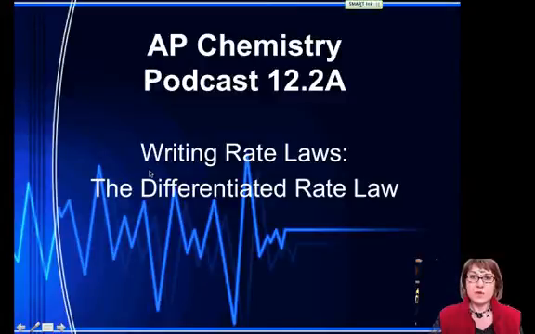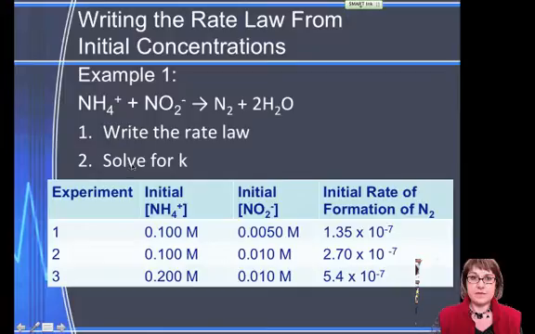This is podcast 12.2, and I broke it into two parts. This part is about the differentiated rate law. So let's write a rate law. The first example has ammonium and nitrate reacting to form nitrogen gas and water. So we're going to write the rate law for this reaction where there are three experiments to determine the rate.